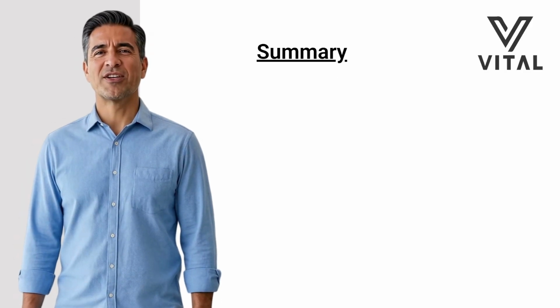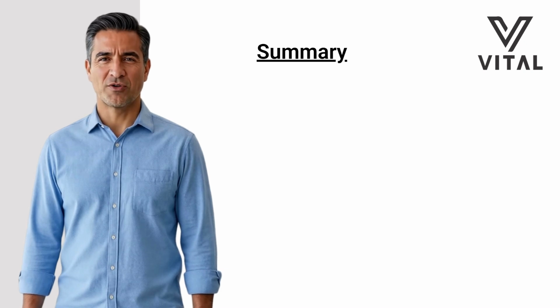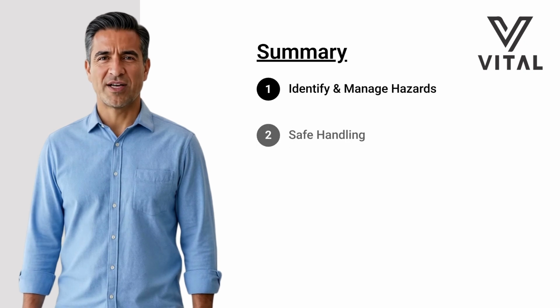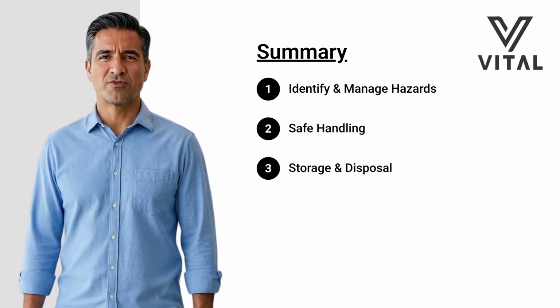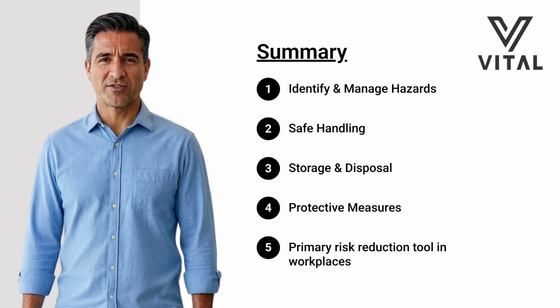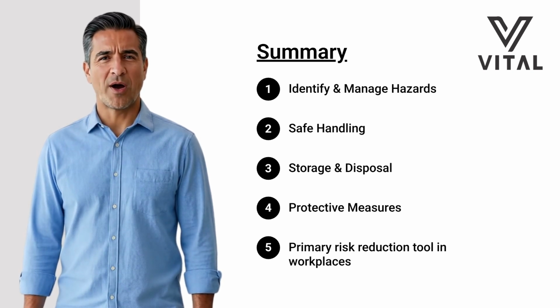In summary, a safety data sheet SDS provides comprehensive information about a substance or chemical, enabling users to identify and manage hazards, ensure safe handling, storage, and disposal, and implement necessary protective measures. It acts as a primary risk reduction tool in workplaces to protect health and ensure safety. When reviewing a safety data sheet, ensure it is current and relevant to the product you are dealing with.